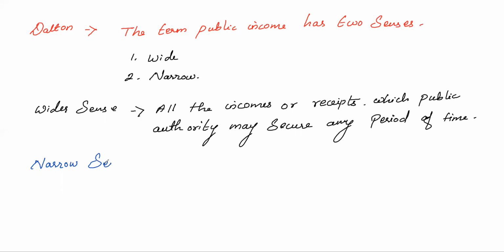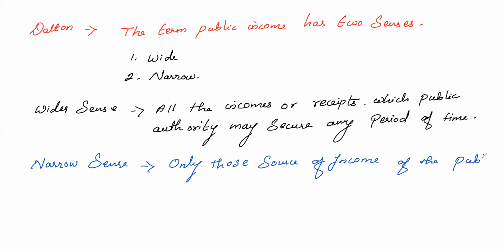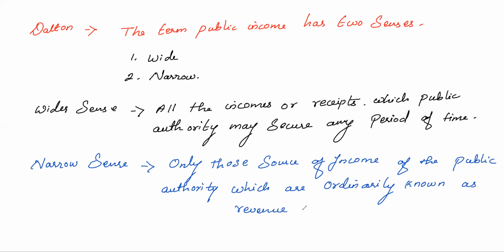Next, in its narrow sense, it includes only those sources of income of the public authority which are ordinarily known as revenue resources. That's all. So to avoid ambiguity, the former is termed public receipts and the latter public revenue.